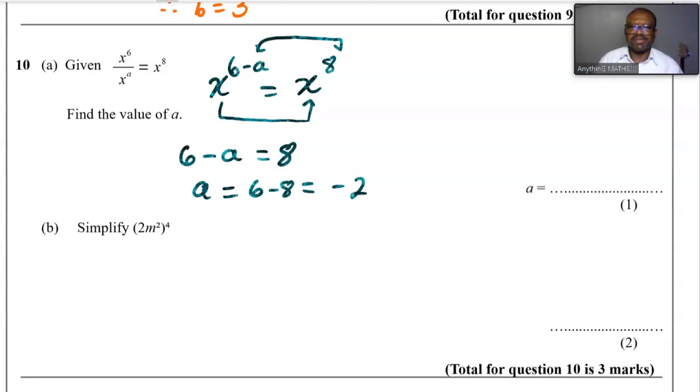The b, simplify. We want to get rid of the bracket. So the power 4 is going to affect everything. So we can write 2 raised to the power 4 and m raised to the power 2 times 4. Now 2 times 2 is 4. 4 times 2 is 8. 8 times 2 is 16. So we're going to have 16 m raised to the power 8.